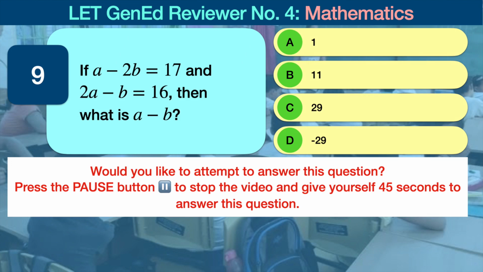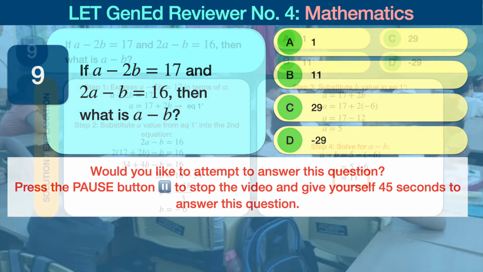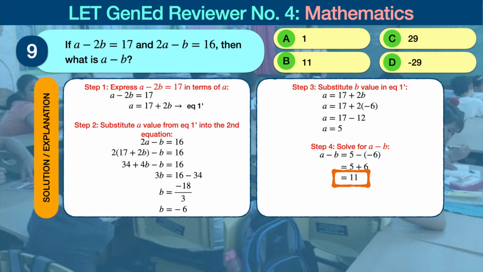Problem number 9. Algebra. If a minus 2b equals 17, and 2a minus b equals 16, then what is a minus b? A. 1. B. 11. C. 29. D. Negative 29. The correct answer is B.